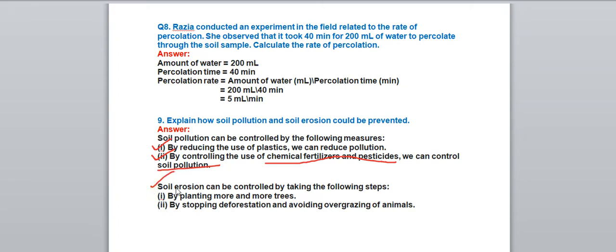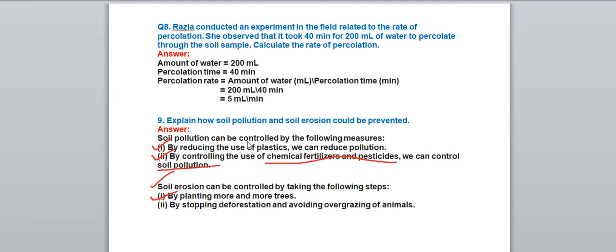Now, what are the steps for controlling soil erosion? Soil erosion can be controlled by taking the following steps. First one, by planting more and more trees. As you know, the roots of the trees will hold the soil particles, right? So whenever wind or rain comes, they will not take away the soil particles along with them. So by planting more and more trees, we can control soil erosion.